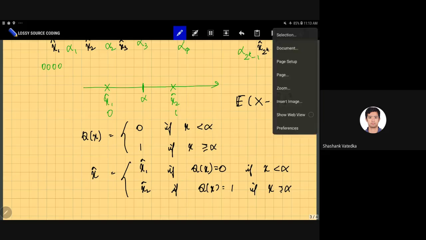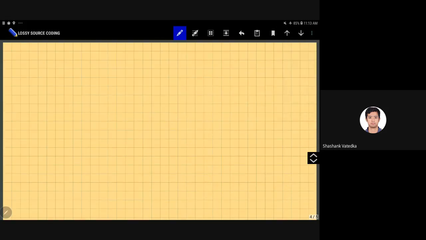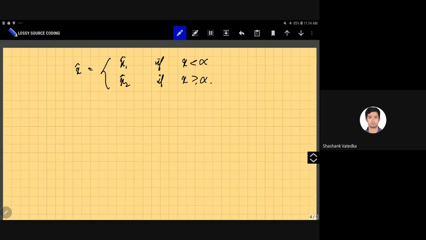Okay, so let's take the simple case of 1-bit quantization. All right, so x hat is equal to x1 hat if x is less than alpha, and x2 hat if x is greater than or equal to alpha, right? So for a fixed x1 hat, x2 hat, and alpha, what is the mean squared error equal to?